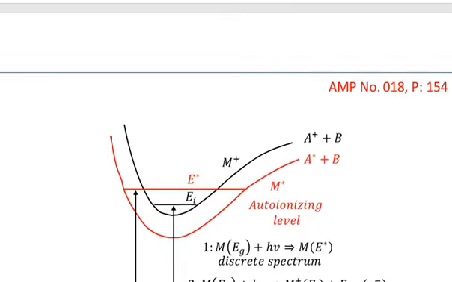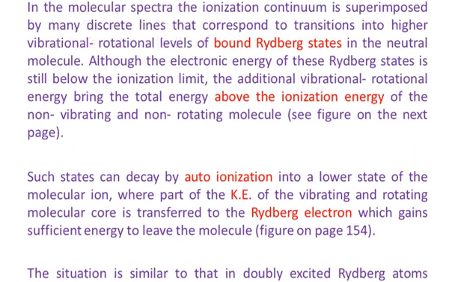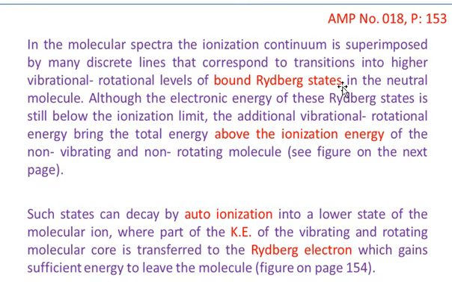So when you raise the Rydberg molecule into the neutral molecule, the states can further be raised due to the vibrational or rotational levels, which can be accessed from the bound Rydberg states. Although the electronic energy of these Rydberg states is still below the ionization limit, the additional vibrational or rotational energy brings the total energy above the ionization energy of the non-vibrating and non-rotating molecule.